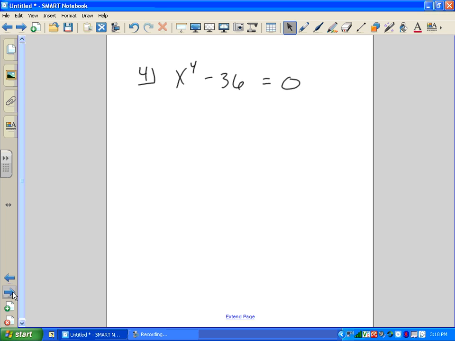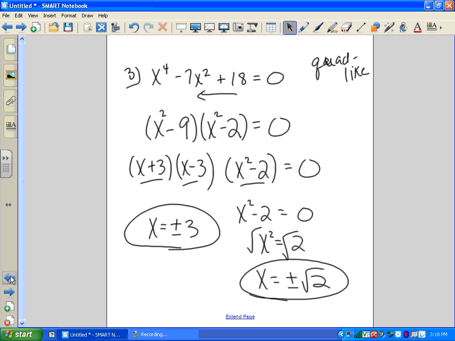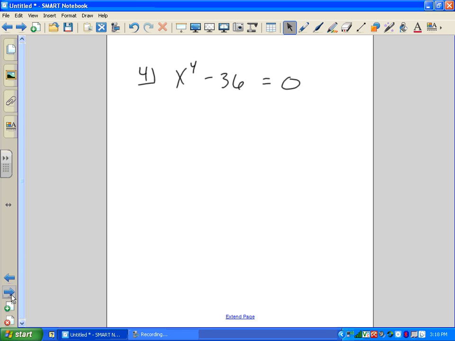Okay, number 4. Now this one is also a quartic, so we can treat it quadratic-like. Now it's different in the fact that, look back at number 3, it was a trinomial. Now this is a binomial. So the way I have to look at this is a difference of squares. So this would factor to x squared minus 6 times x squared plus 6.